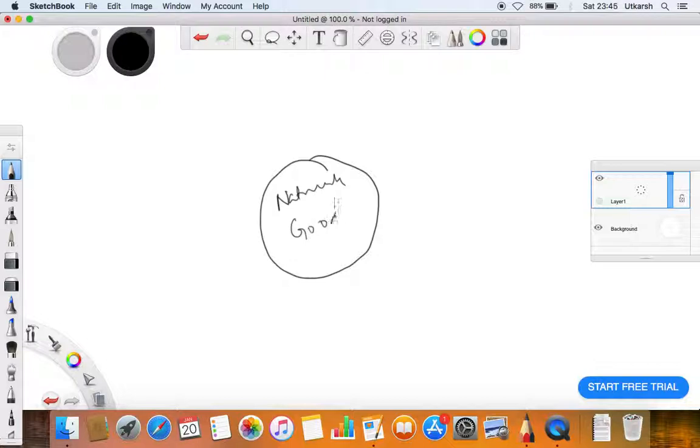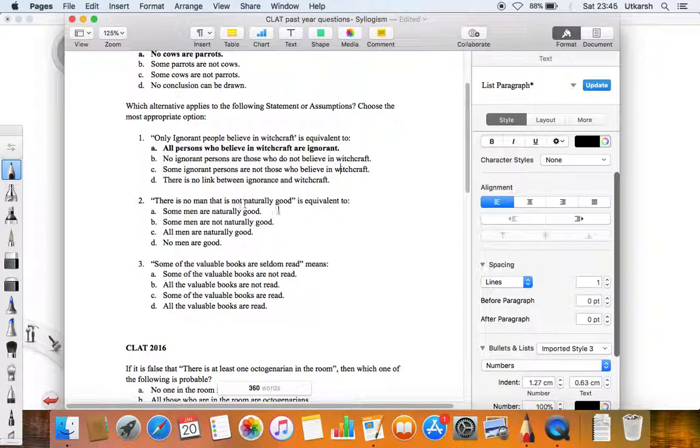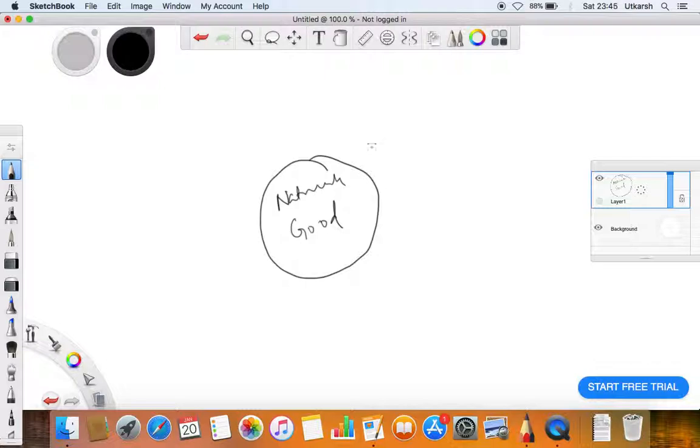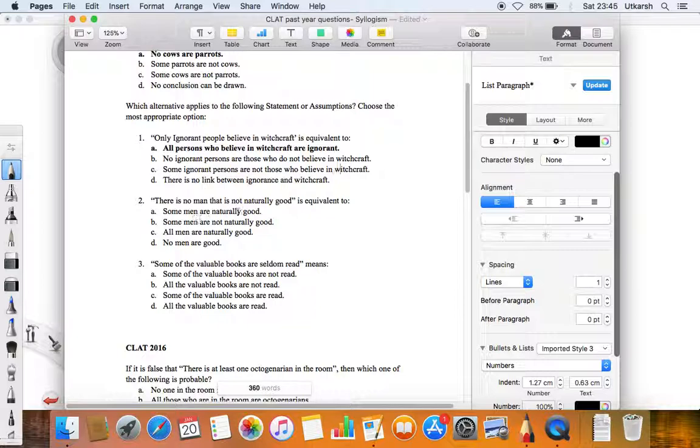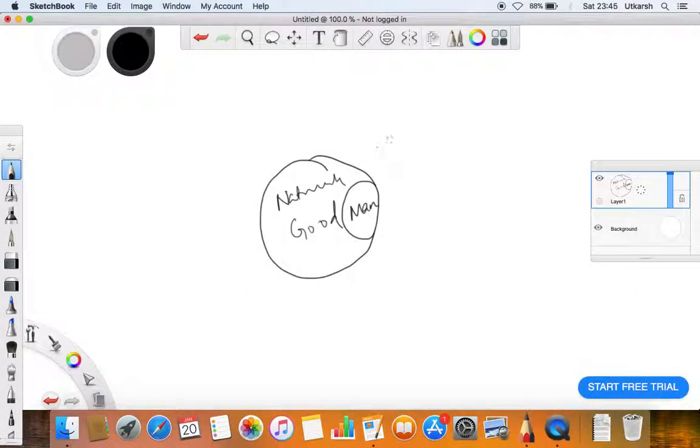Okay. Now we have to make a plate for man. There is no man that is not naturally good. So we know that there is no man outside naturally good. But does that mean all naturally good people are men? Again, not given. Same issue here. So we know that every man is automatically naturally good, so man will obviously be under the naturally good plate.